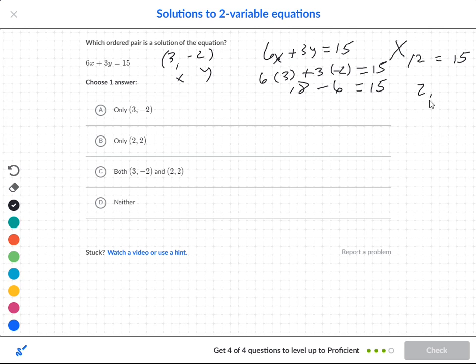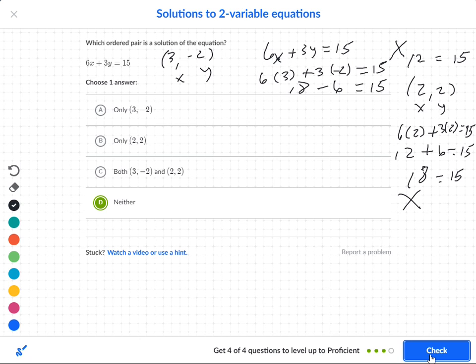This time let's try 2, 2. So there's my x, there's my y. So 6 times 2 plus 3 times 2 is equal to 15. Well, this is 12 plus 6 is equal to 15, which becomes 18 and 15. This fails. So this does not work either, since we got 18 is equal to 15. So again, both of them fail, so my choice here would be neither.